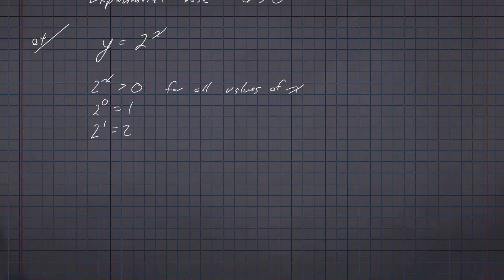And we can make these same claims for any exponential function. No matter what base you are using, since we are insisting that the base is positive, raise it to any power, it stays positive. And anything to the 0 power is 1, anything to the first power is that thing. So that gives us some information that will help us graph the function.